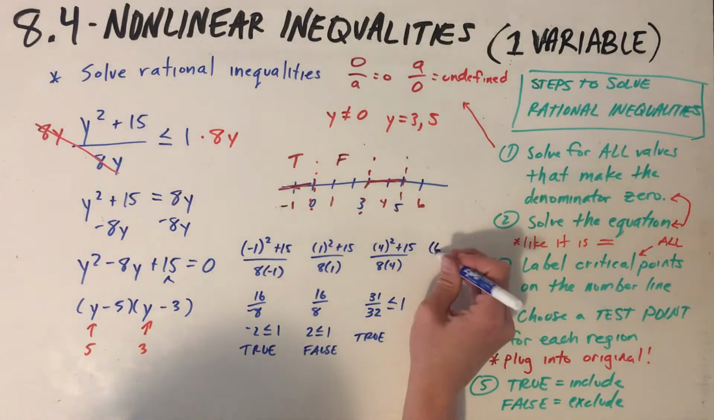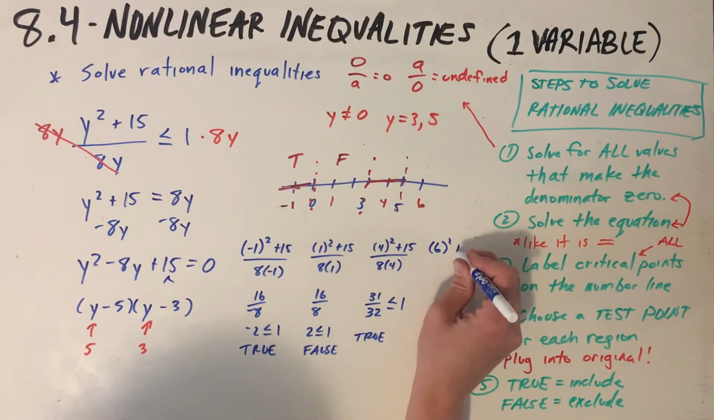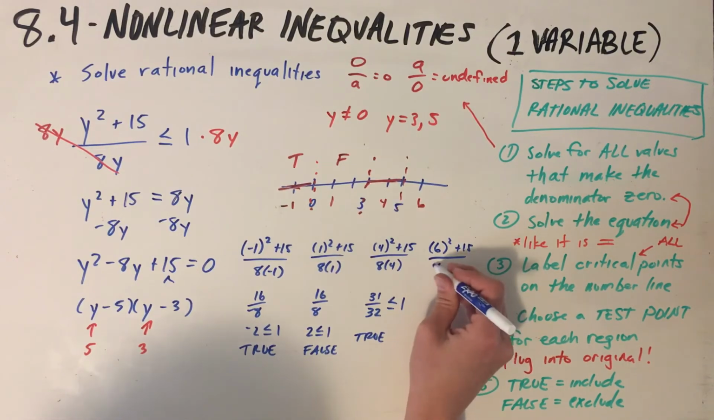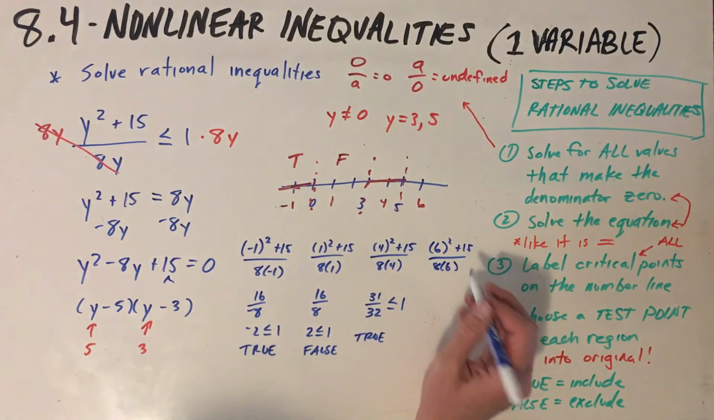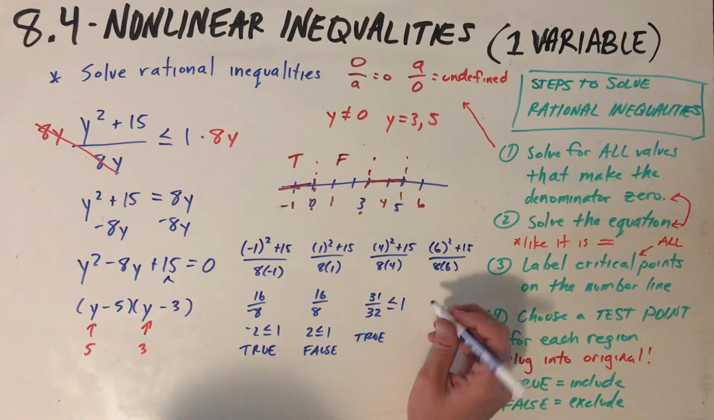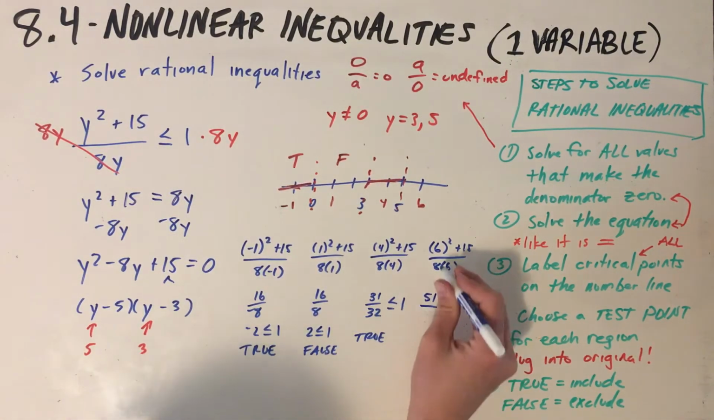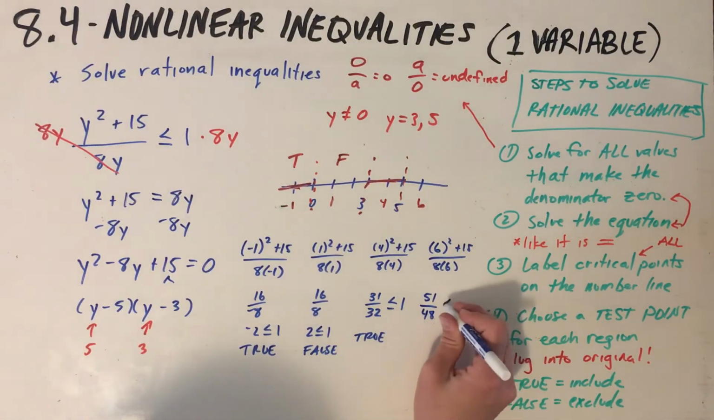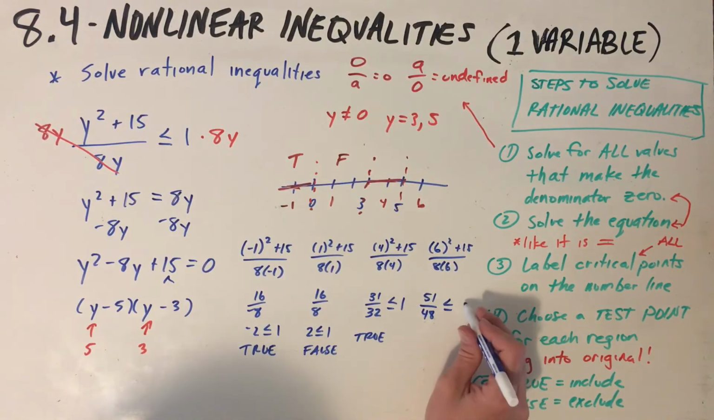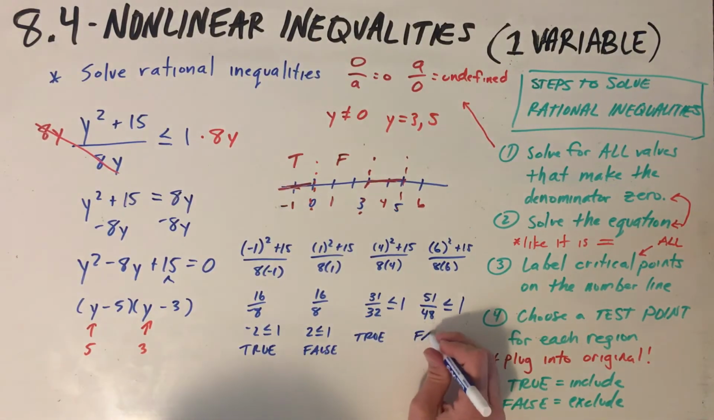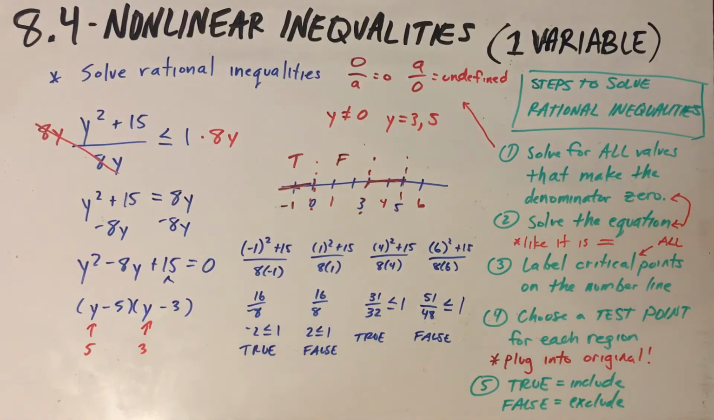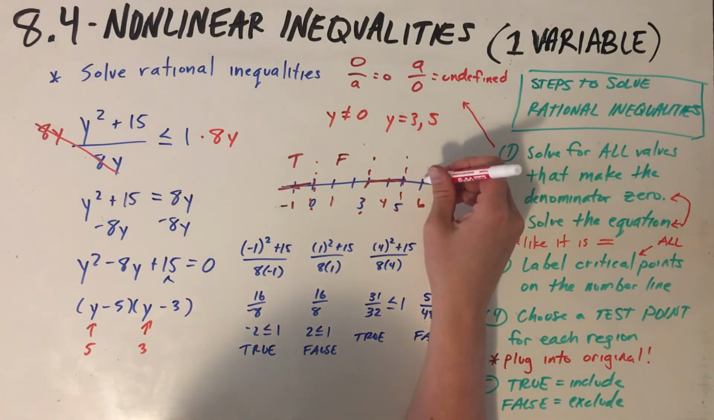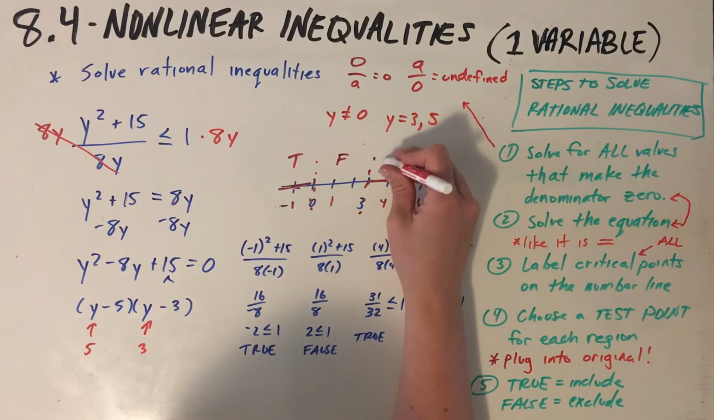Now, just to finish this off, we're going to do the 6. And we get 36 plus 15 is 51, over 48. That is greater than 1 because we have an improper fraction here. So this is false. And we can see then that stuff in that region is false.